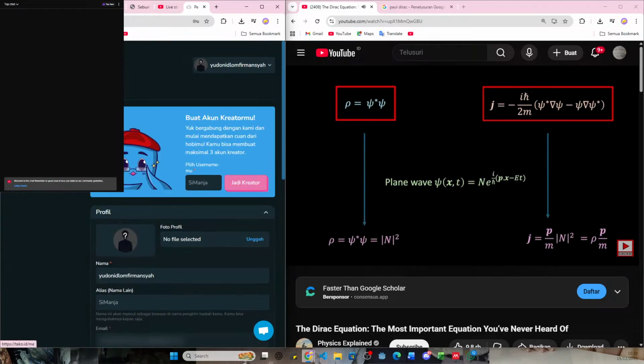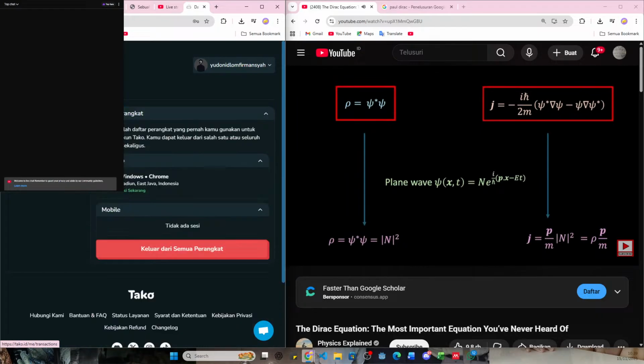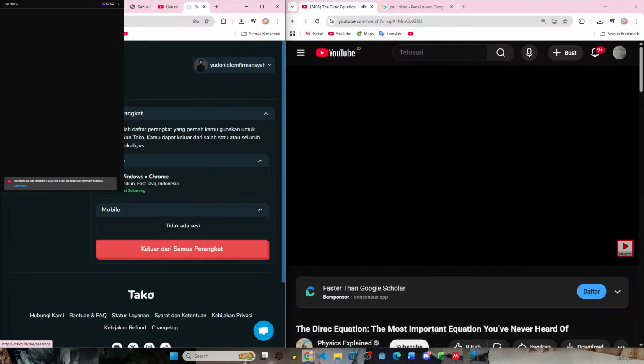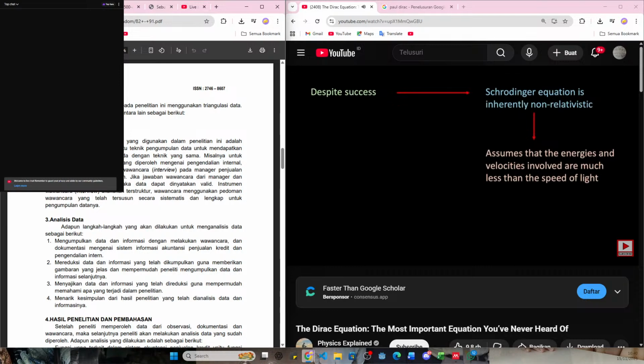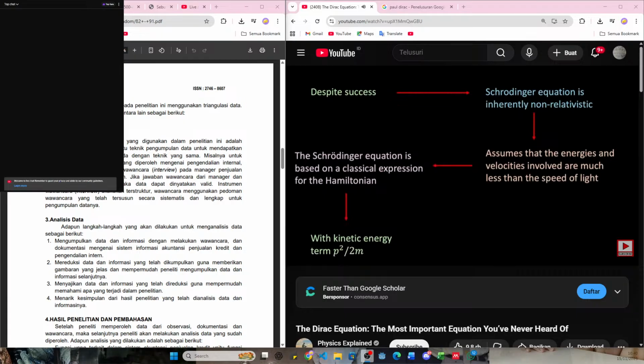But it also rests delicately on the specific structure of the Schrödinger equation. However, there's a catch. Despite its remarkable success, the Schrödinger equation is inherently non-relativistic. It assumes that the energies and velocities involved are much less than the speed of light. This limitation becomes evident when we remember that the Schrödinger equation is based on a classical Hamiltonian with the kinetic energy term equal to p squared over 2m, where p is the momentum and m is the mass. And this simply isn't consistent with Einstein's special relativity.